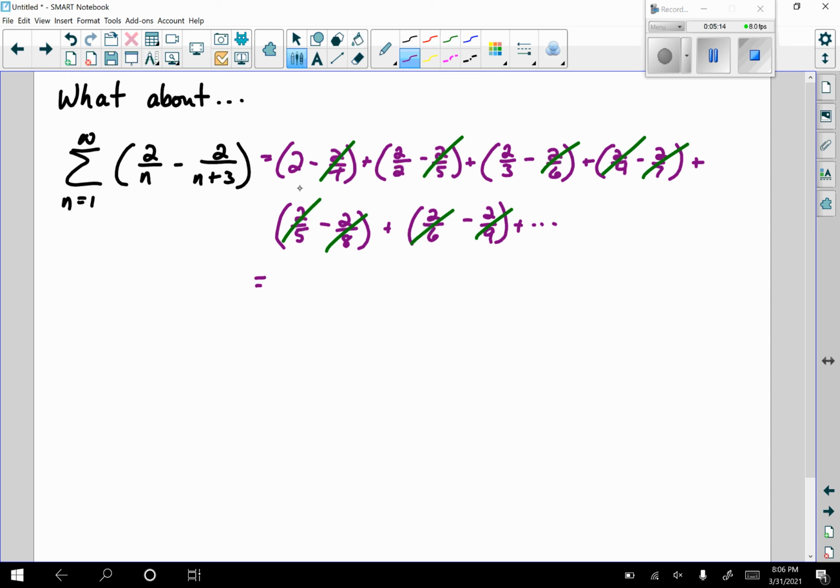So what we're left with first here is a 2 plus a 2/2, which is 1, plus a 2/3. So we're going to get 3 plus 2/3, which is 9/3, plus 2/3, which gives us 11/3. So just some more practice with exploring a telescoping sum.